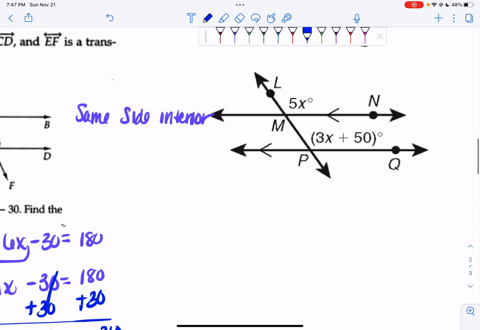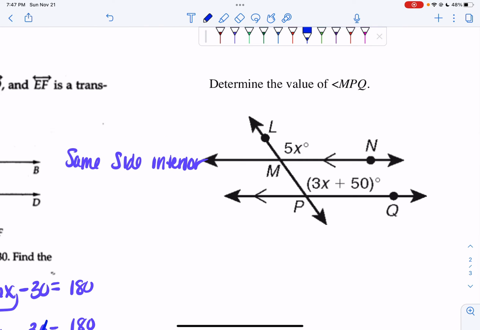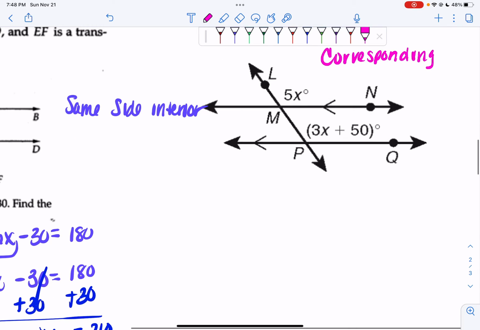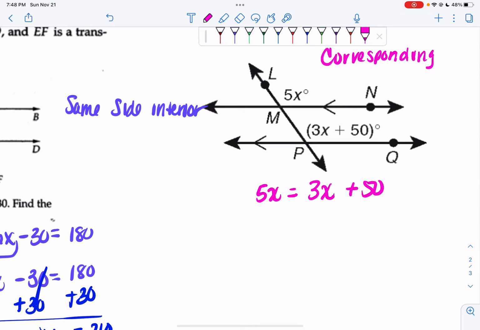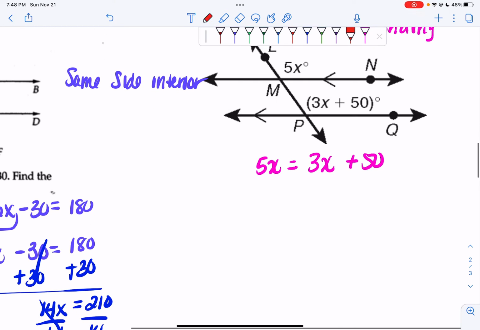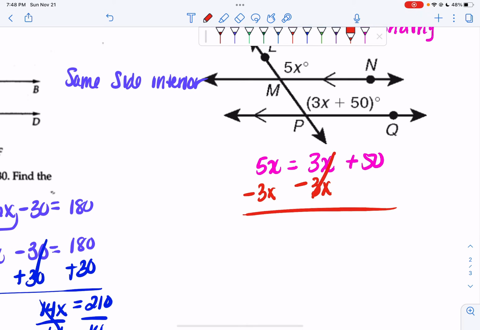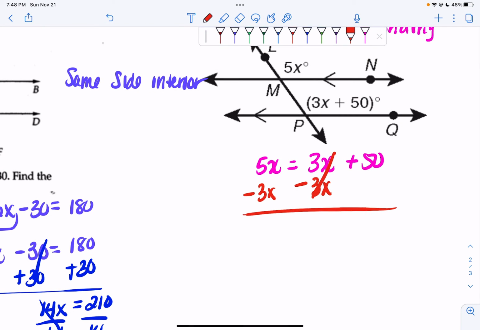Number 2, determine the value of angle MPQ. If I look, these two angles are corresponding. So we know corresponding angles from above we set equal to each other. So I'm going to do 5x equals 3x plus 50. To get rid of my 3x, I'm going to subtract 3x from both sides of my equation. So 5x minus 3x is 2x. So I have 2x equals 50.